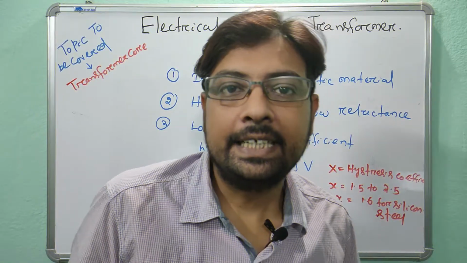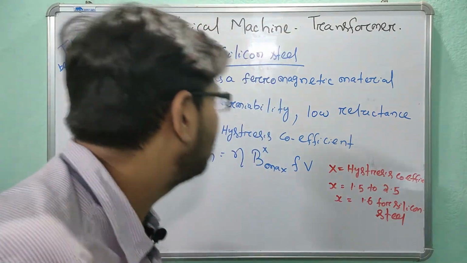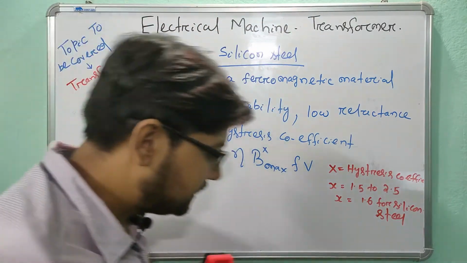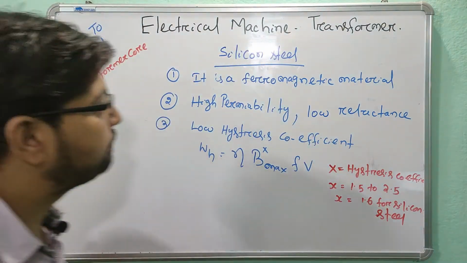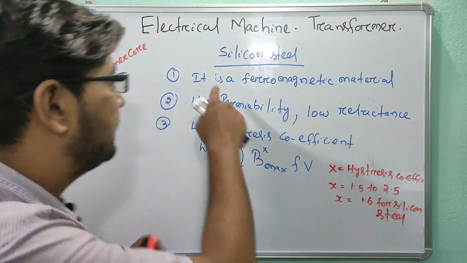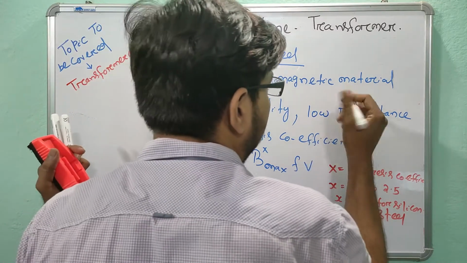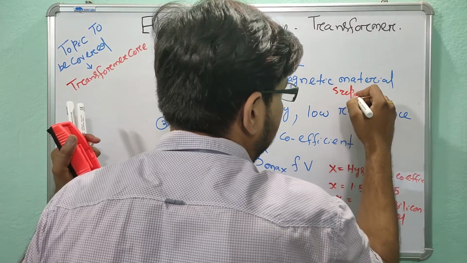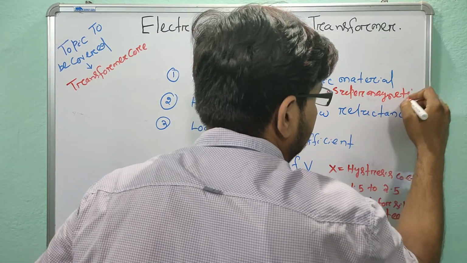So generally in electrical machine, silicon steel is used. Why is silicon steel used? Because silicon steel has certain advantages. What are the advantages? It is a ferromagnetic material and it has super magnetic properties.